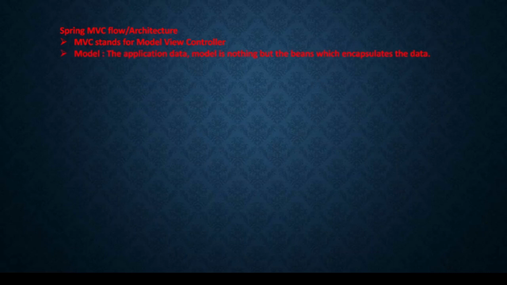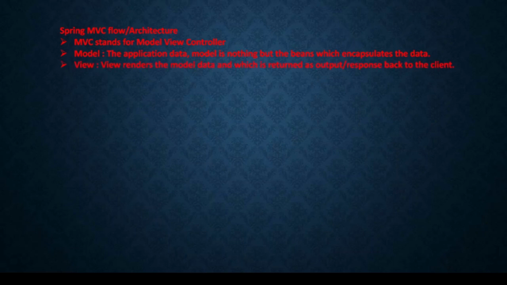As I have said, model is nothing but the application data. Model is nothing but the beans which encapsulate the data. Whenever the user sends a request, for example the username and password, that is sent in terms of data, and that will create one bean. That information sent by the user is nothing but the data, or model, we can say.